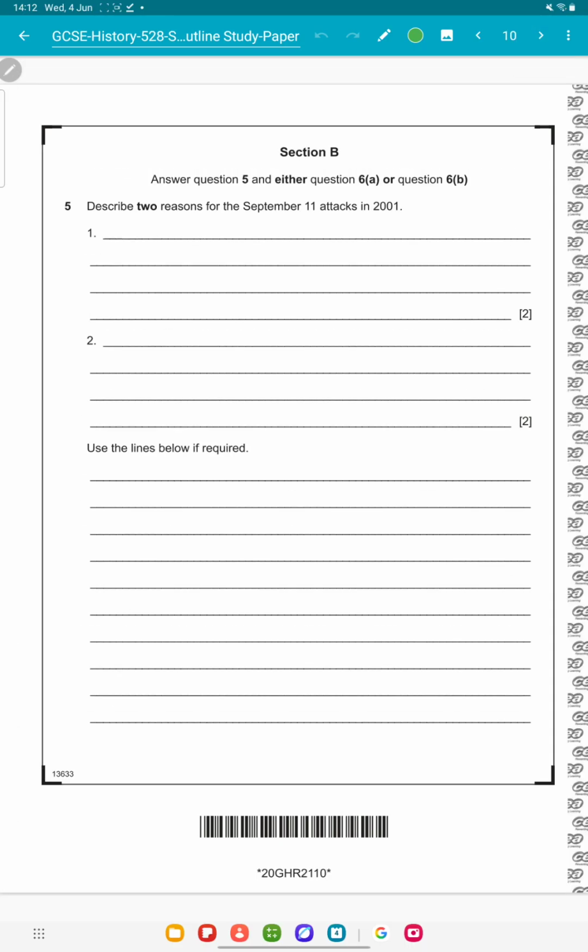Right, then in this section B, we've moved off the sources now, okay? And in this section B, you have a question like this: describe 2 reasons why. So it could be 2 reasons for, well, this one's the September 11th attacks, 2 reasons for the building of the Berlin Wall, 2 reasons for the collapse of the Soviet Union, 2 reasons for the Czechoslovakian uprising. Anything, okay? It could be anything. I don't know what it is. Just don't leave it blank. Put something in, okay?